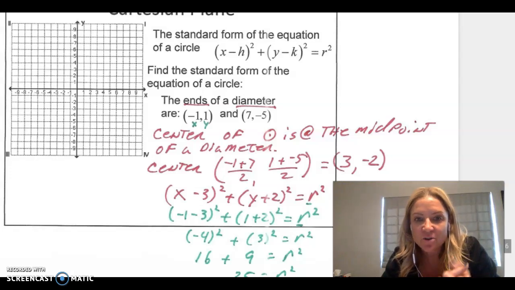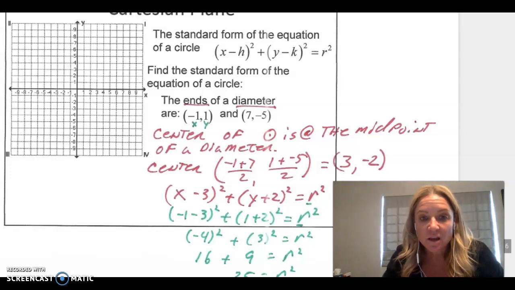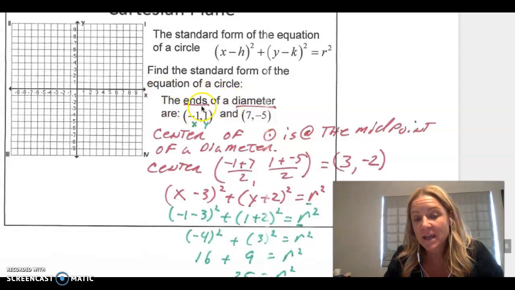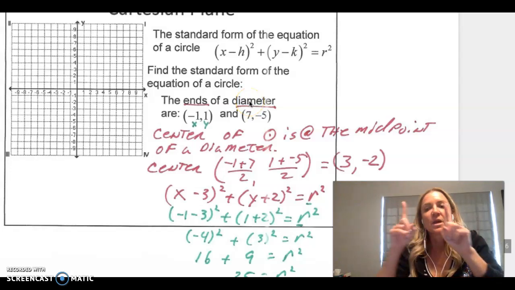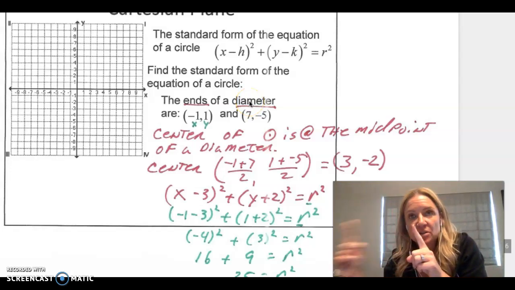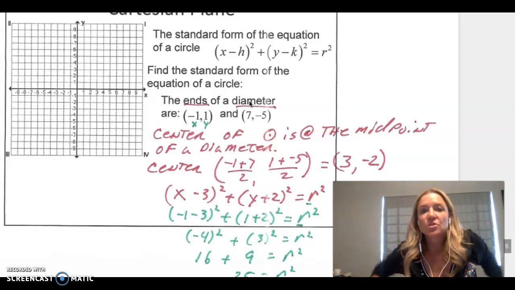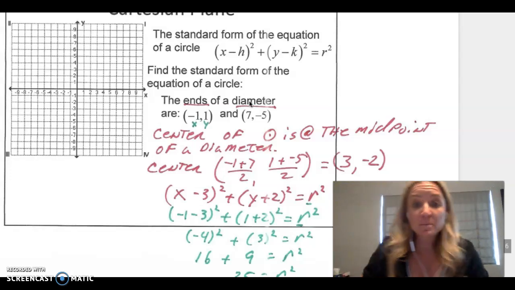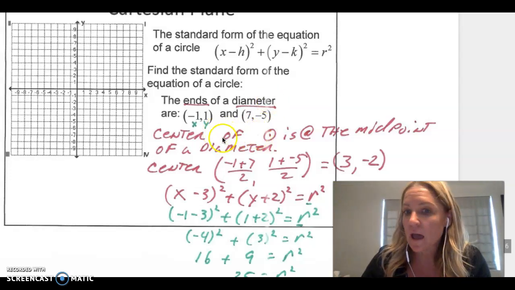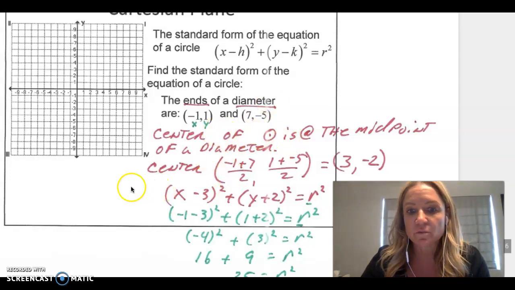All right, so the last question says that they want us to find the standard form of the equation of a circle, and it has endpoints that are a diameter. So you remember a radius is half, or from the center to the side, while a diameter goes all the way through the center to the other side. So we can find the midpoint of that diameter, and that would help us get the radius.